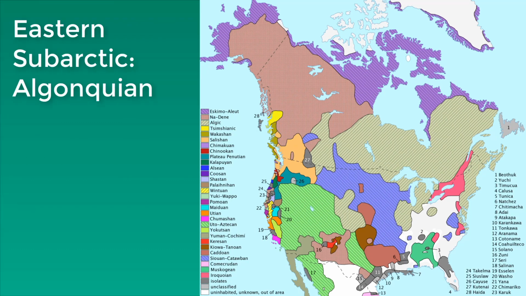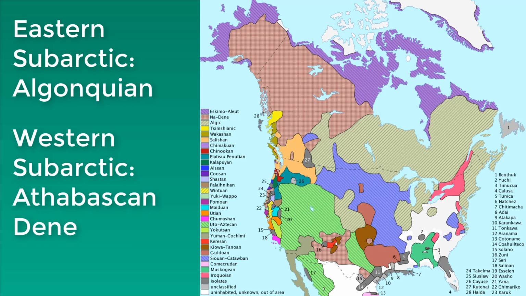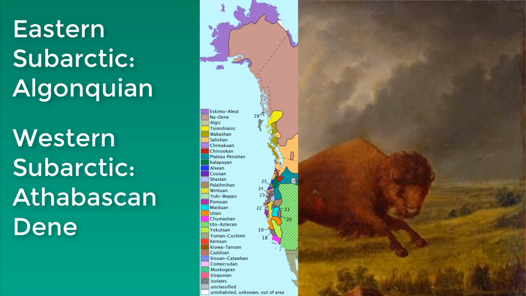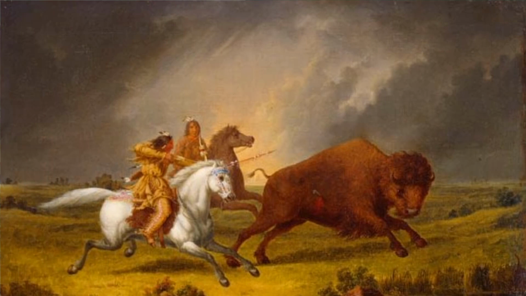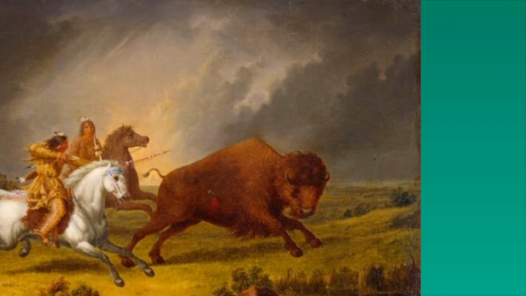People of the eastern subarctic belong to the Algonquian language family, for example, while people of the western subarctic belong to the Athapascan or Dene language family. Both the Dene and the Algonquian people traditionally subsisted by hunting, fishing, and gathering.